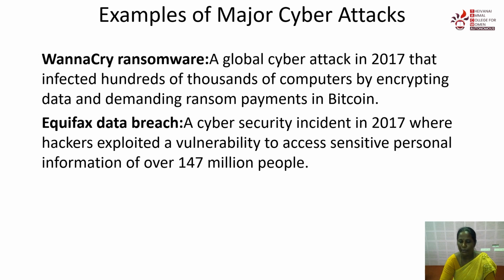WannaCry ransomware, which happened in 2017. The WannaCry ransomware infected hundreds of thousands of computers and demanded ransom payment in bitcoins. Next one is the Equifax data breach, which happened in 2017. It affected 147 million people's systems. It was a vulnerability attack which was intended to access sensitive personal information.